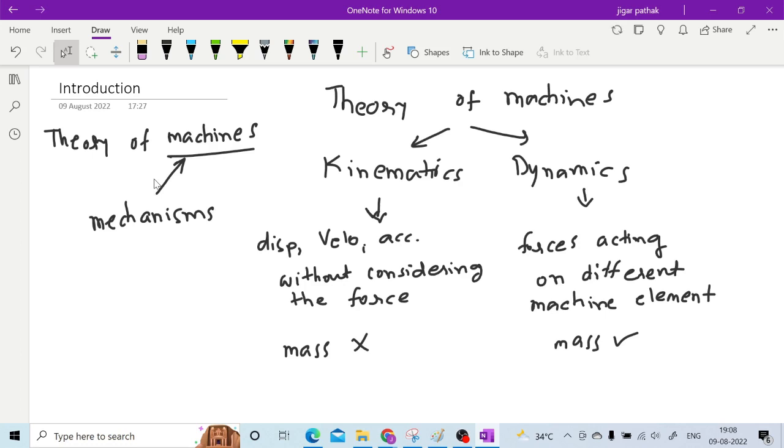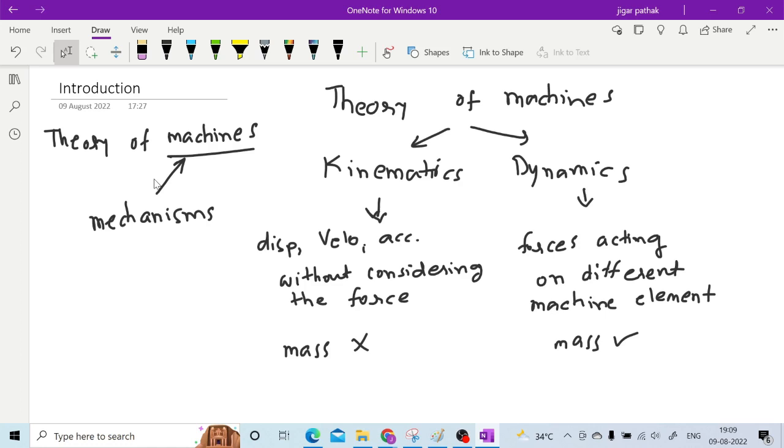Actually, a machine is anything which can convert one type of energy into another type of energy, or it can transform as well as transmit motion. So if you give input, there must be some output. It may be in the same form of energy, or it may be in another form of energy. So anything which converts your given input either into the same form of energy or a different form of energy, right?